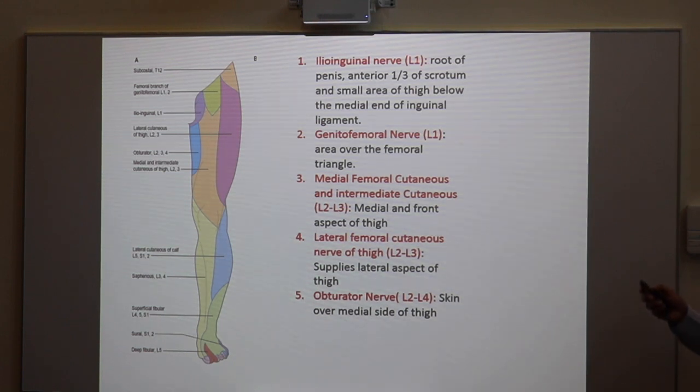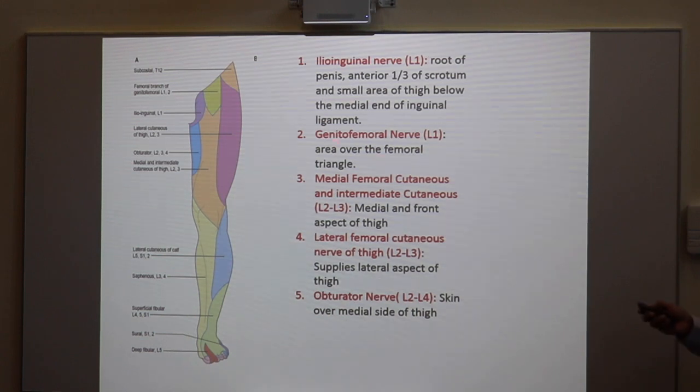It is coming from L1. It supplies the root of the penis, the anterior 1/3 of the scrotum, and the small area of the thigh below the medial end of the inguinal ligament. The inguinal ligament goes from the anterior superior iliac spine to the pubic tubercle. So just below the inguinal ligament, you see this purple area. This purple area just below the inguinal ligament on the medial aspect of the thigh, just next to the groin, because the area of the groin, like the root of the penis and the scrotum, is also supplied by the ilioinguinal nerve. So this area of the skin is supplied by the ilioinguinal nerve.